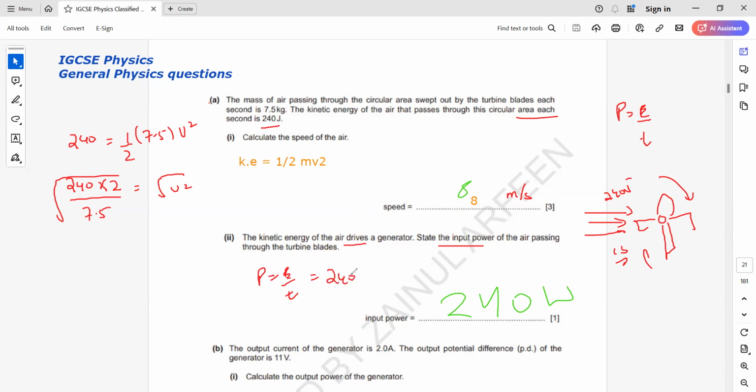So energy is 240 and time is 1. So 240 divided by 1. So we get 240 and the unit will be watts. So whenever time is 1 second, the energy and the power are the same. The magnitude is same. The units will be different.